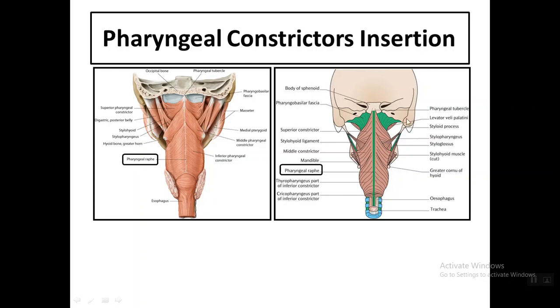We see here that from the base of the skull to the beginning of the superior constrictor we have what we call the pharyngio-basilar fascia. This pharyngio-basilar fascia extends from the base of the skull down to the upper border of the superior constrictor. That means the superior constrictor upper border is not in direct contact with the base of the skull. There is a type of fascia called pharyngio-basilar fascia.